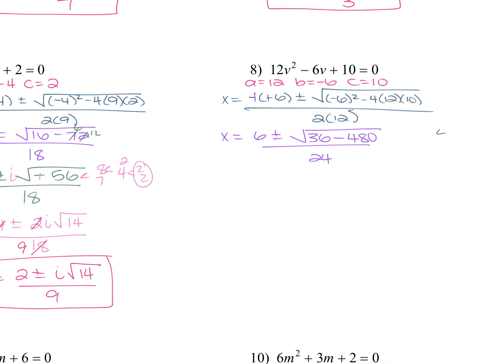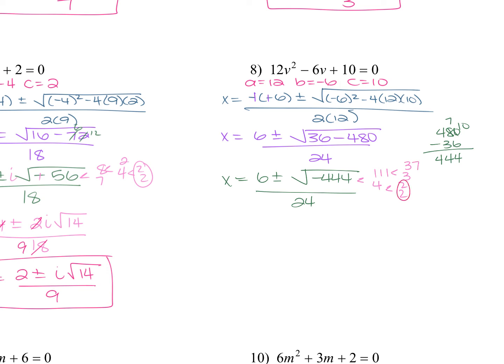Your 36 minus 480 is what you'll do next. I'm just going to do this off to the side. That 0 turns into 10, making the 8 a 7. So that's 444. So x is equal to 6 plus or minus the square root of negative 444 all over 24. That 444 is 4 and 111. 4 is 2 and 2. That 111 is 3 and 37. Yeah, 3 and 37.